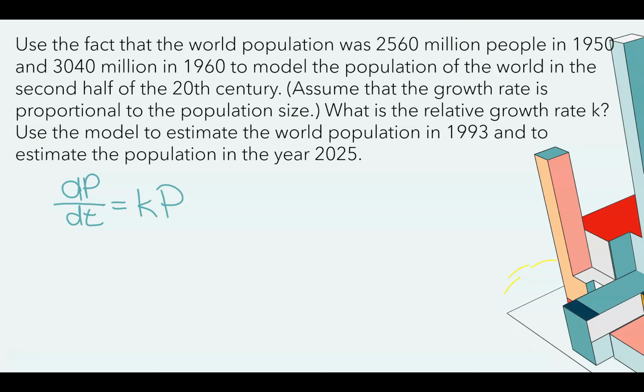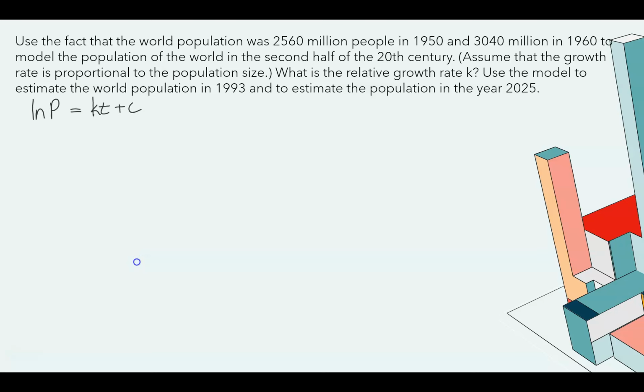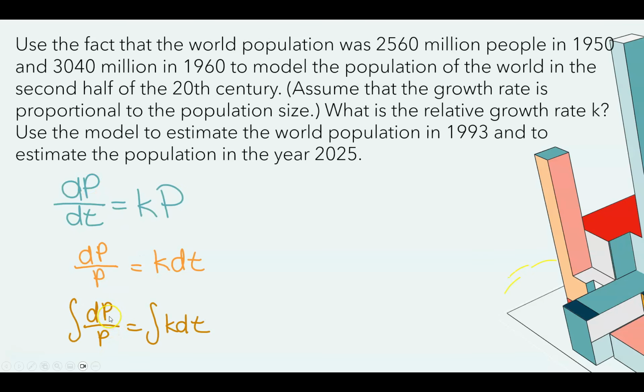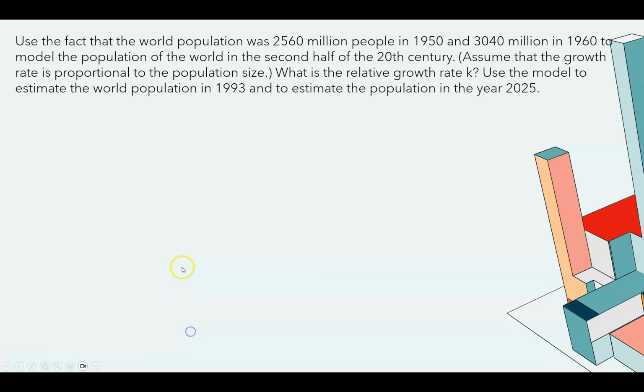Okay, so the rate of change of population with respect to time is proportional to the size of population, and again, we're just going to separate variables. dp over p is k times dt. Integrate both sides. The integral of dp over p is equal to the integral of k times dt. And find antiderivatives. The antiderivative of 1 over p is natural log of p. We can drop the absolute value. The integral of k with respect to t is kt, and we definitely need a plus c.